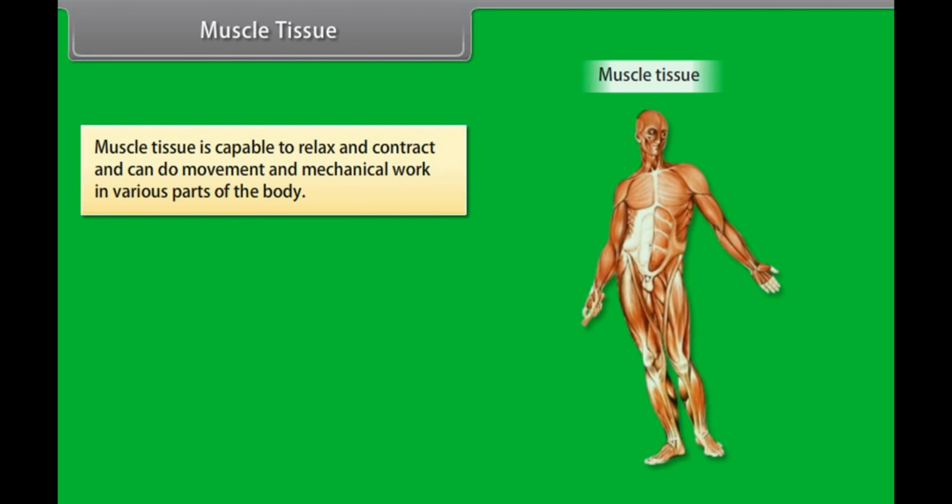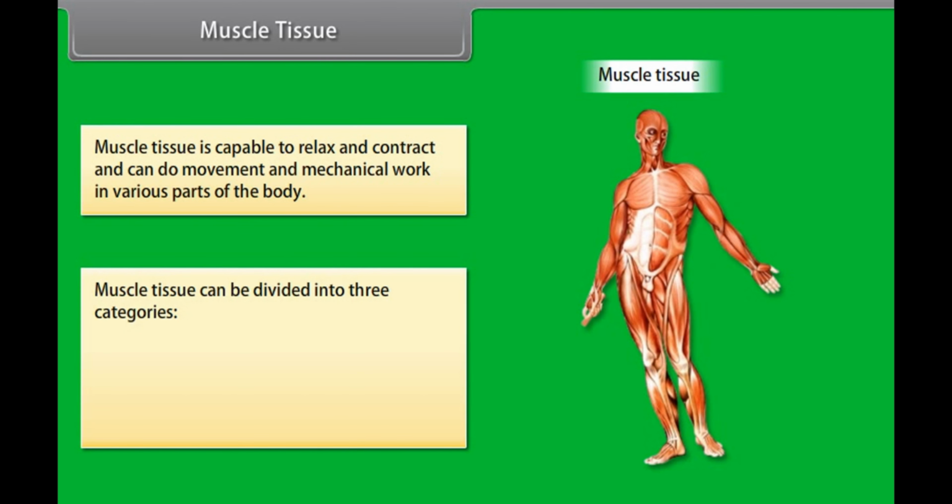Muscle tissue. Muscle tissue is capable of relaxing and contracting and can do movement and mechanical work in various parts of the body. Muscle tissue can be divided into three categories: skeletal, smooth, and cardiac.